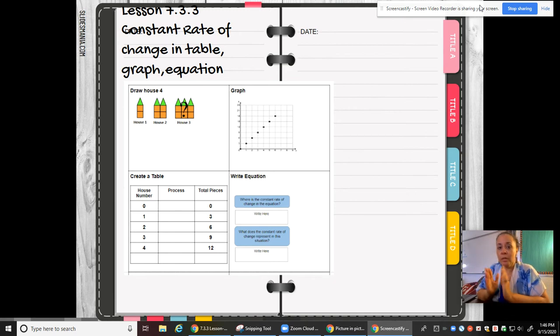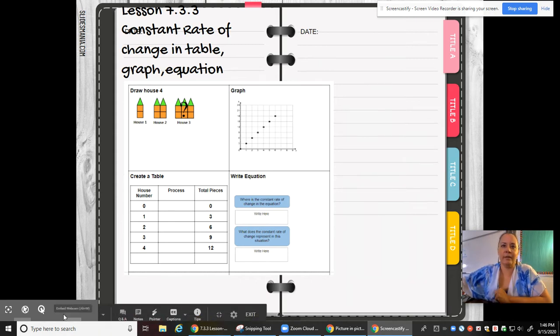Open up your notebook. Make sure that you prepare your notes for this lesson, and this is lesson 3. We're going to be looking at how a constant rate of change looks like in a table, in a graph, and an equation. So the past 2 days, we went from a table, then to a graph, and today we're adding the equation, okay? Same thing. We're going to start with building houses like we have had in the past 2 days. So let's go ahead and go to our next slide.